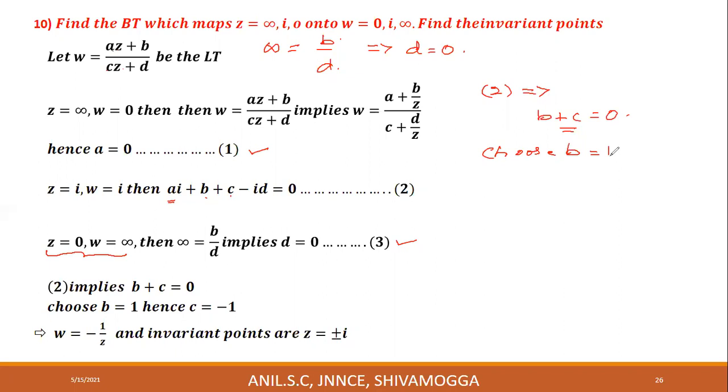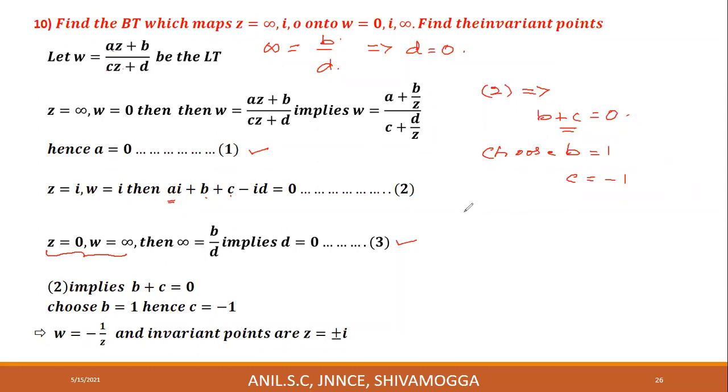No problem if you choose C is equal to 1, you get the same answer. If B is equal to 1, C is equal to minus 1. If C is equal to 1, B is equal to minus 1. In either way, you can write that. Choose B is equal to 1, then C is equal to minus 1. If you choose B is equal to 2, C is equal to minus 2, then also you get the same answer. You can choose any non-zero value for this.